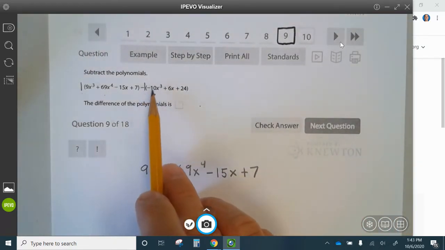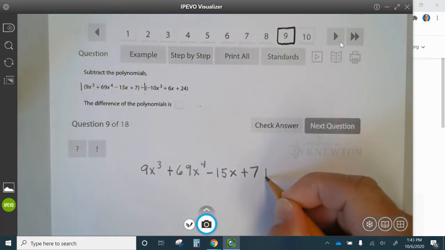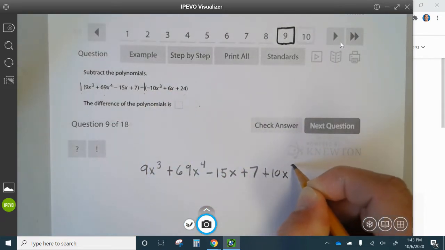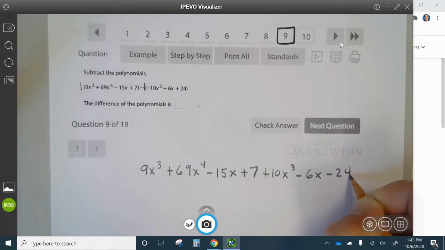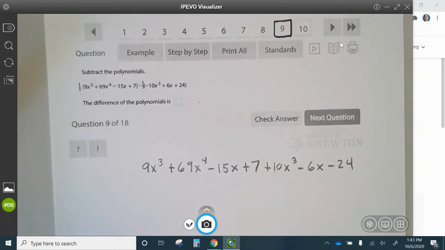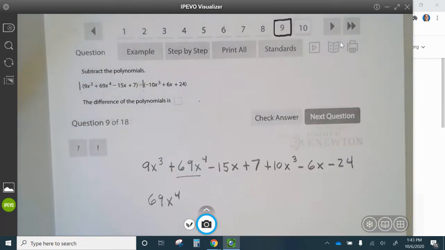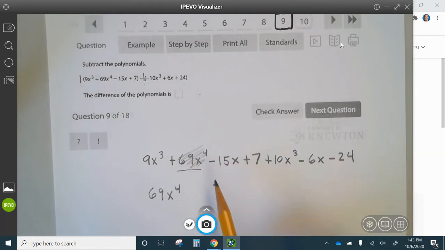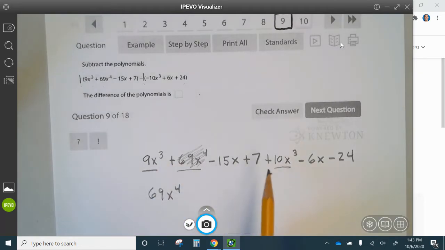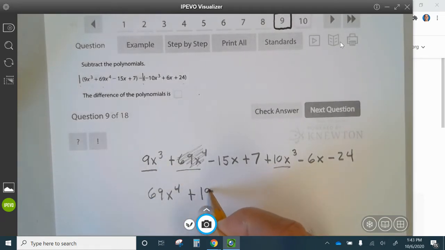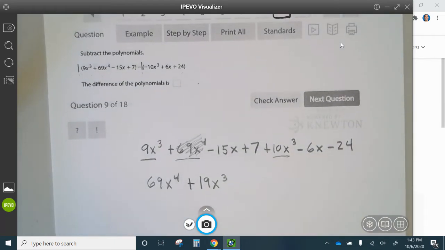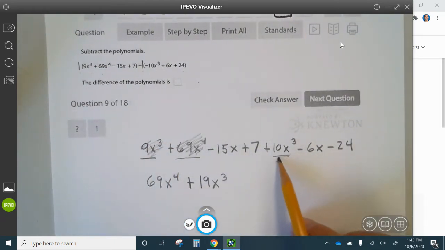But now we have to multiply each of these terms by negative 1. So negative 1 times negative 10x cubed is plus 10x cubed, minus 6x, minus 24. Okay, now we combine terms. It looks like you have nothing to combine with the 69x to the fourth. Okay, so we're done with that. Now we combine all the cubes. We have 9x cubed and 10x cubed. So 9 plus 10 is plus 19x cubed. So we're done with the cubes.